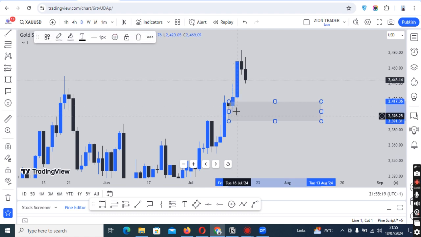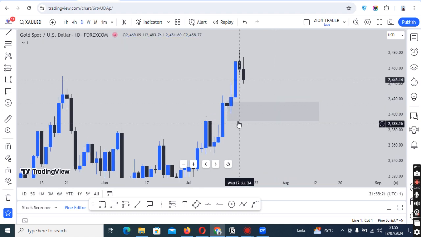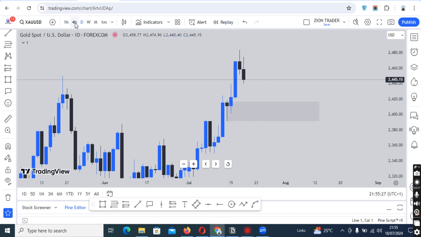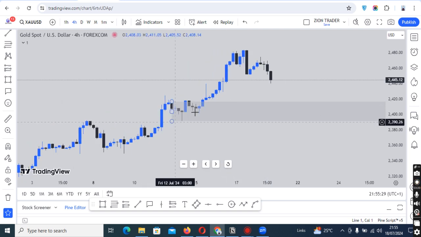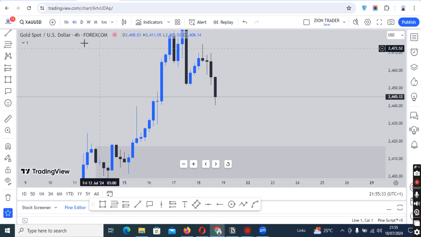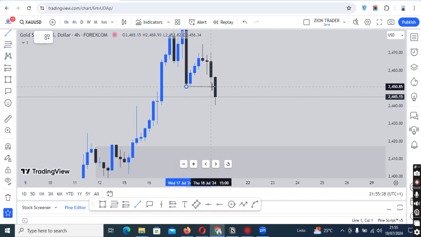So I did outline this OB here. So we are expecting price to come here. This is our first point where we are expecting price to react from, right? But while we keep on selling until we get to that level, this will be our draw on liquidity. So right now, basically, gold has given us a break of structure, which is dope, guys.